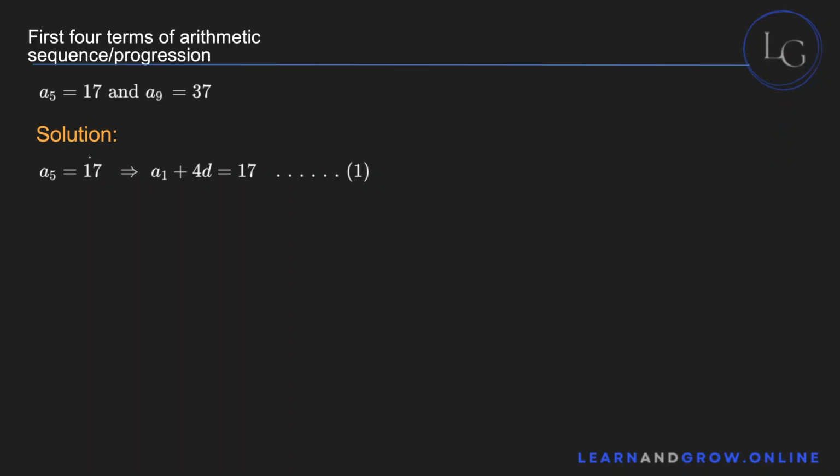Now you must remember the formula that we have for finding a specific term. So that formula is an is equal to a1 plus n minus 1 into d. Now, obviously, what will a5 be equal to? A5 will be equal to a1 plus 5 minus 1 into d, which will be equal to a1 plus 4d. And that's what we've done here. So a1 plus 4d is equal to 17.